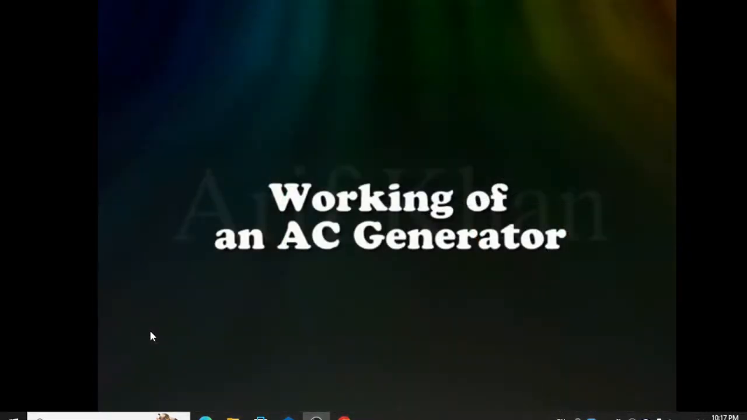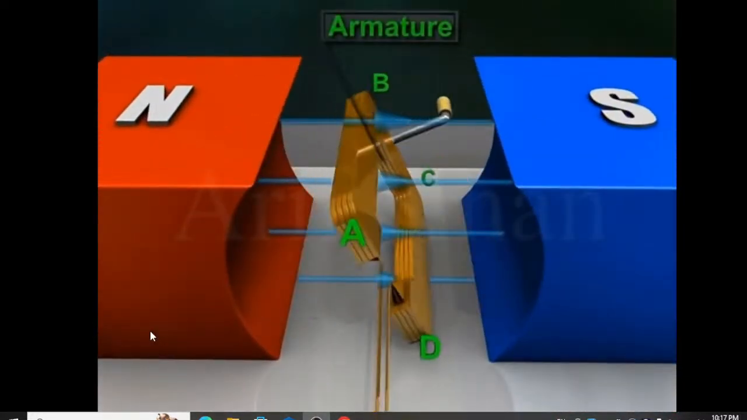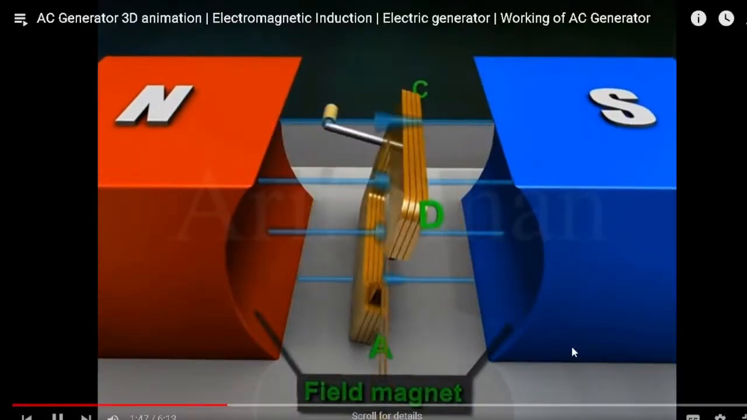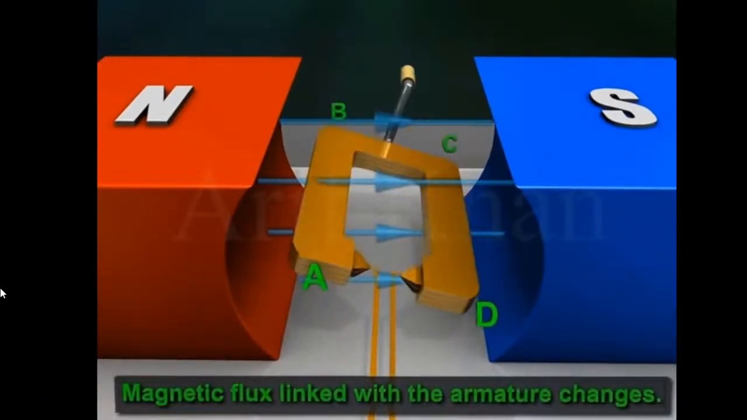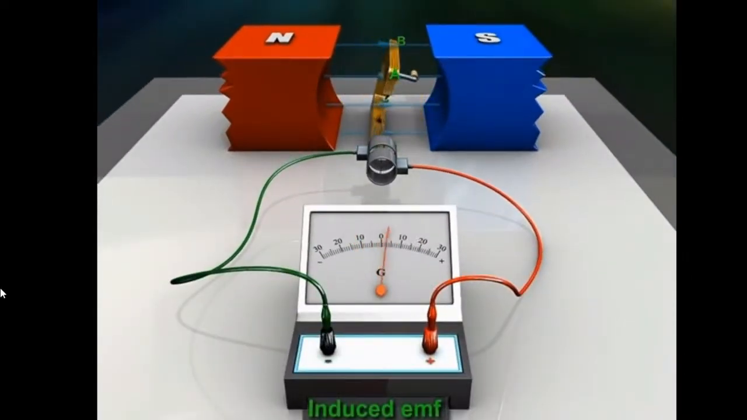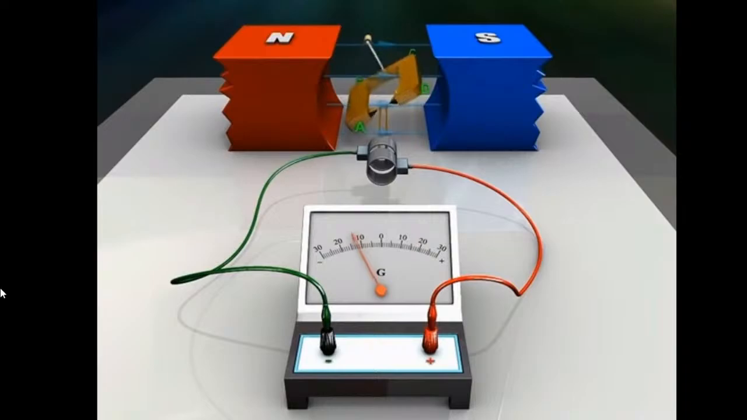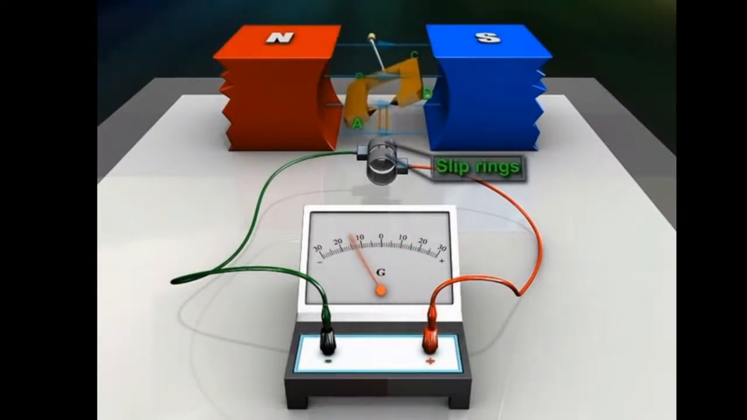Working of an AC generator. When the armature rotates between the poles of the field magnet, the magnetic flux linked with the armature changes continuously. As a result, an EMF is induced in the armature. This in turn produces an electric current through the armature and the galvanometer, and through the slip rings and the brushes.